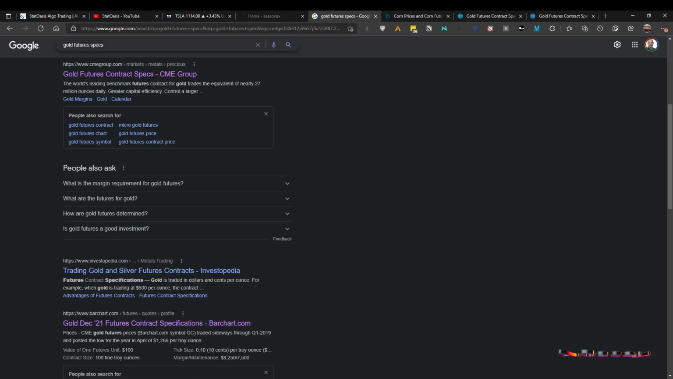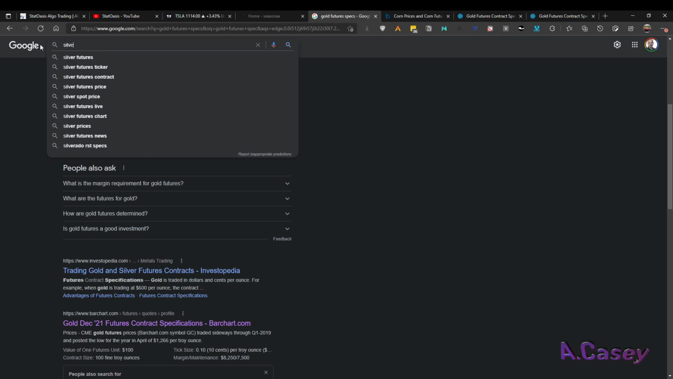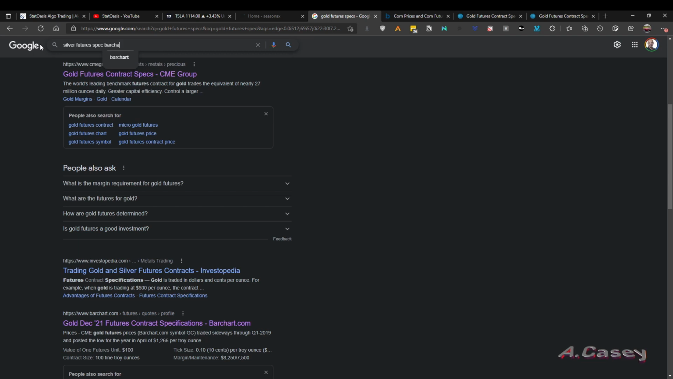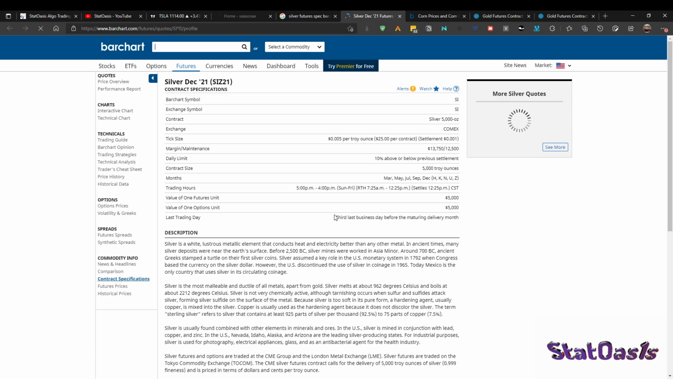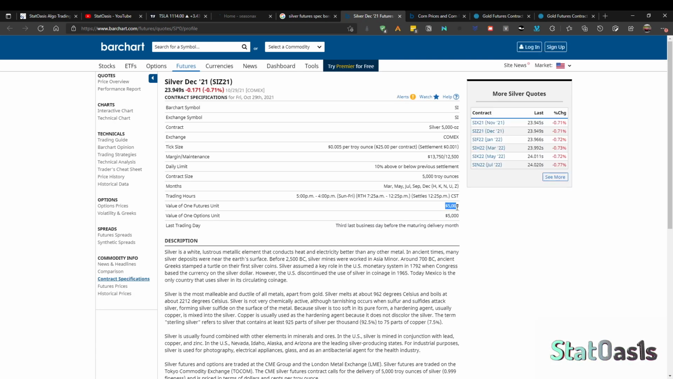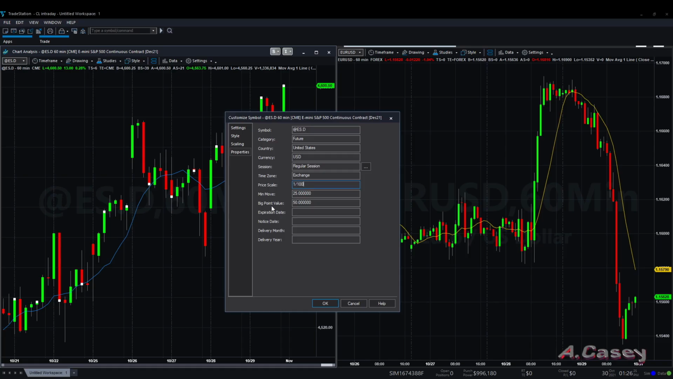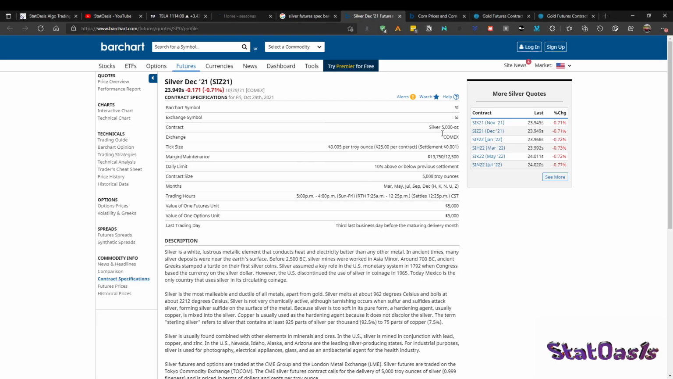Or we can test it here. So silver futures spec bar chart. For example, silver is $5,000 big point value, and minimum tick is 0.005. Anyway, so TradeStation, right click, you have it here. Note TradeStation, bar chart, and you find it here.